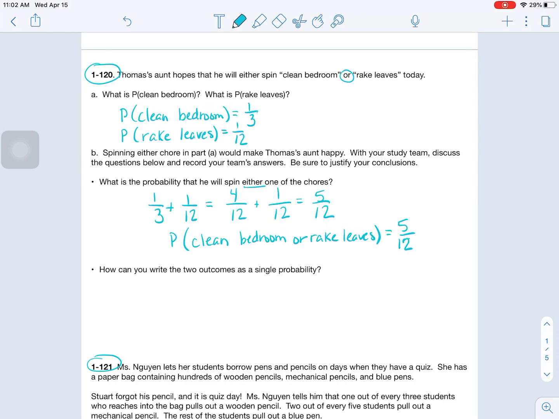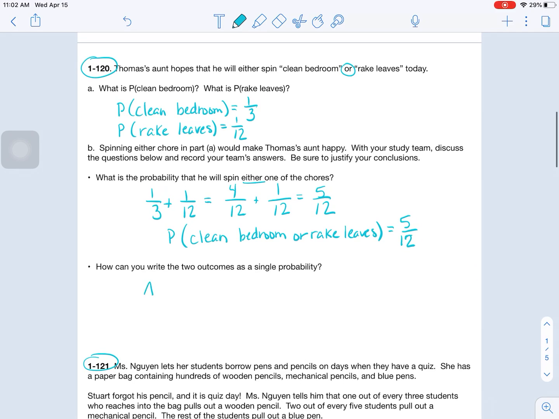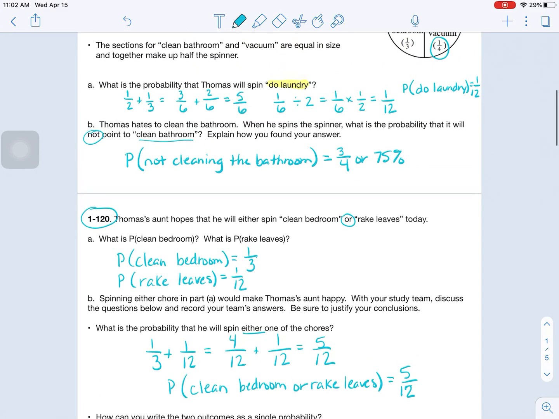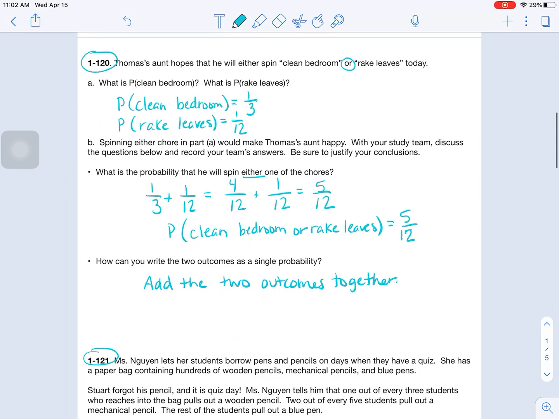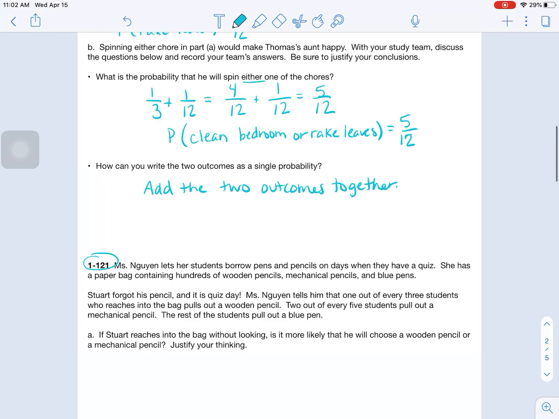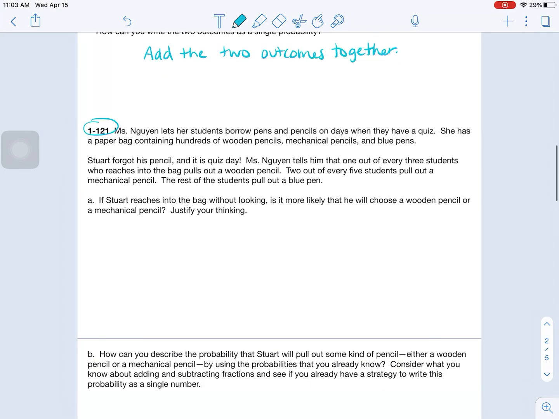Okay, awesome. And then when it's saying how can you write those two outcomes as a single probability, you're just going to add the two outcomes together. Whenever you have three events, maybe I wanted to figure out the probability that he would spin cleaning the bedroom, raking the leaves, or vacuuming, I would go ahead and add those three fractions together. So you just combine everything together that you are possibly spinning, the events that you want to happen.